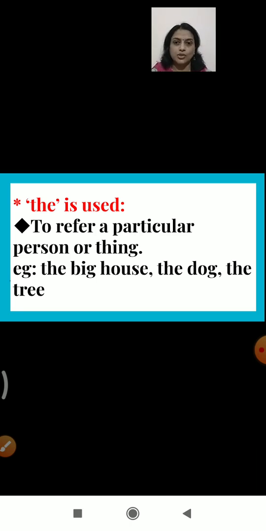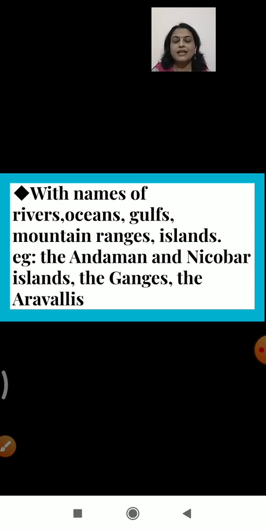Now, when the is used, it is used to refer to a particular person or thing, specific, particular. The big house, the dog, the tree. Okay, we are talking about something specific here, right? Then with names of rivers, oceans, gulfs, mountain ranges, islands. For example, the Andaman and Nicobar Islands. Then the Ganges, the Aravallis, specific ones.